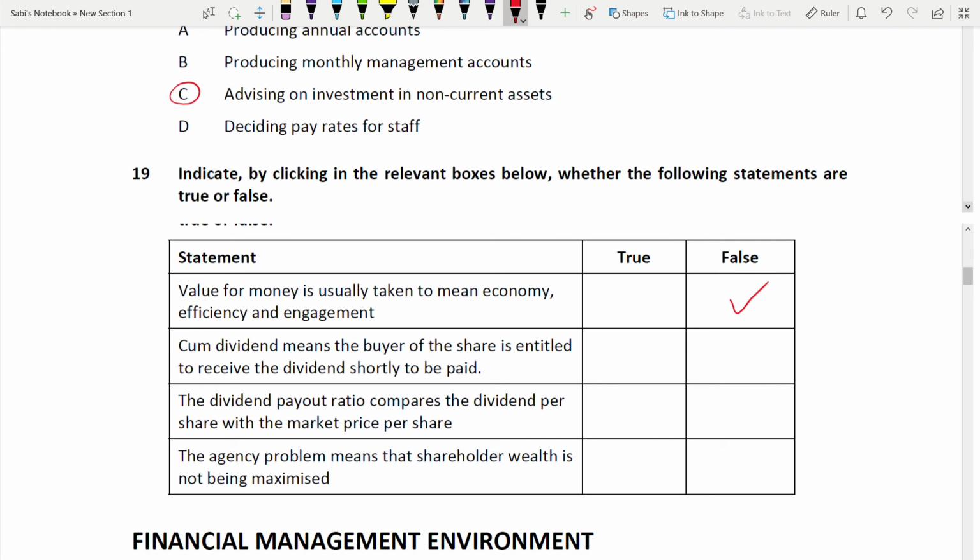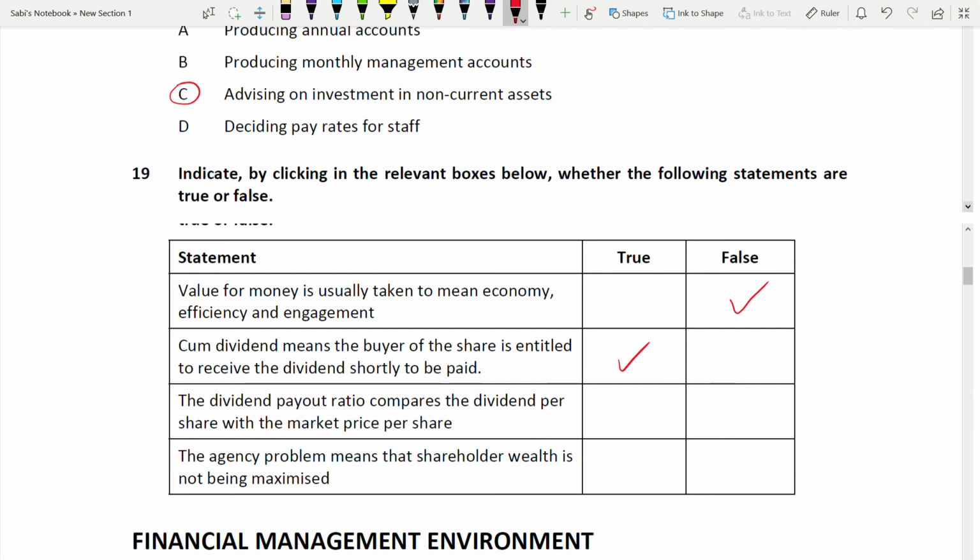Cum dividend means the buyer of the shares is entitled to receive the dividend shortly to be paid. Definitely from your financial accountant paper, F3 paper, you must have learned what is cum dividend or ex dividend. But if you haven't, if F9 is your first paper, then cum dividend means the buyer of the shares is entitled to receive the dividend shortly to be paid. It's true. That's what it means. There are two types: one is ex dividend, one is cum dividend.